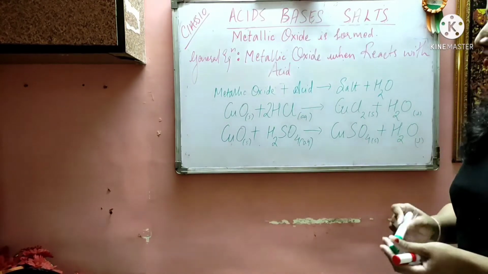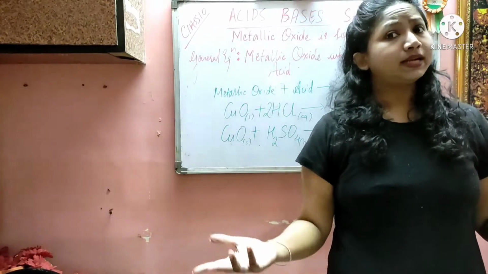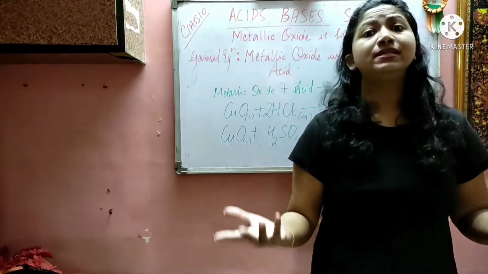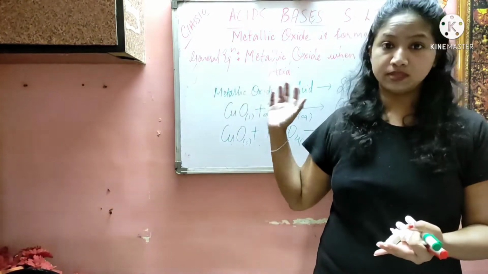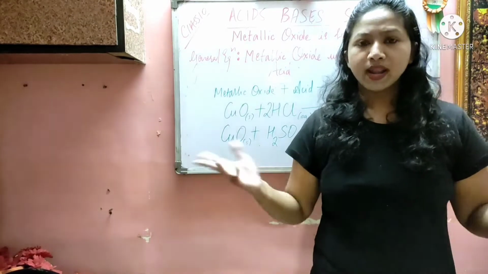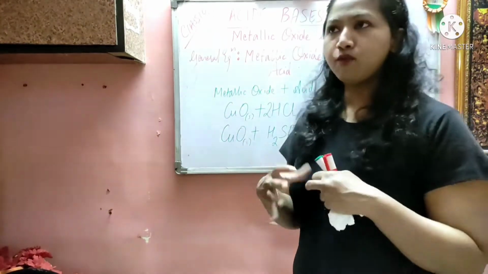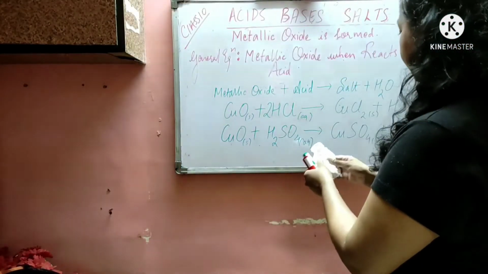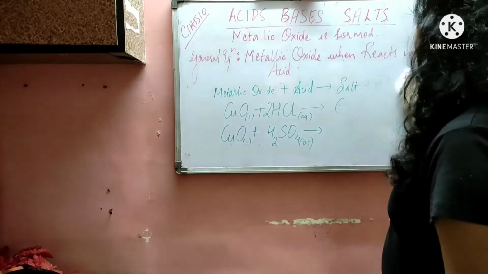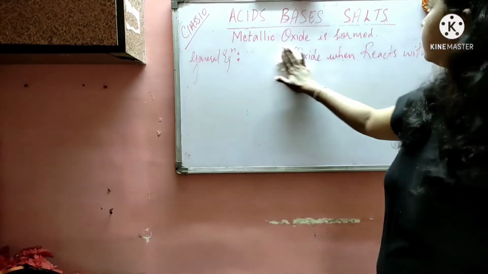Okay, understood? So what we have seen is how metallic oxides are formed, why metallic oxides are basic in nature, and what happens when metallic oxide reacts with acid. Okay, now let's see how non-metallic oxides are formed, and what non-metallic oxides basically are. Let's see. Okay, now let's see about non-metallic oxides.